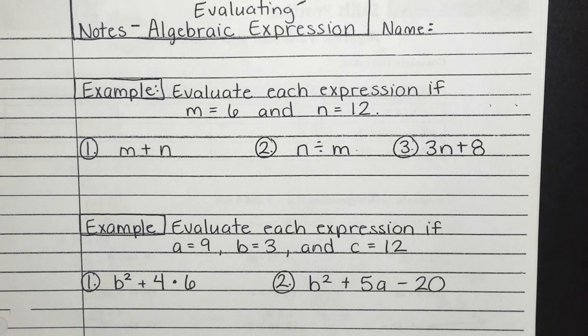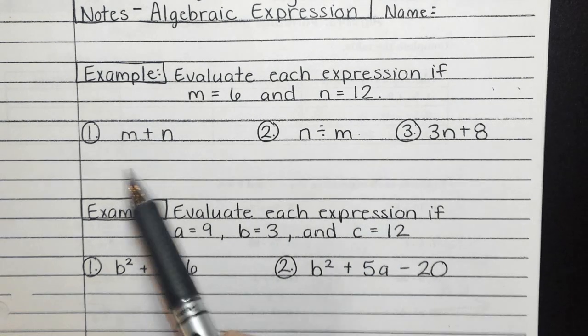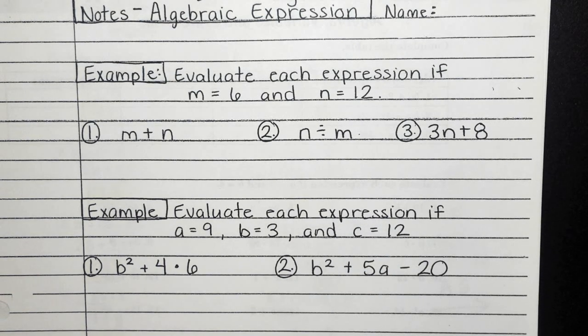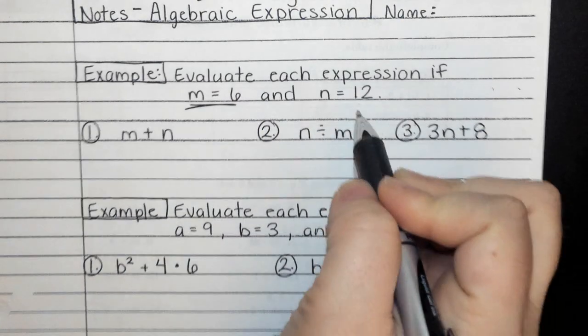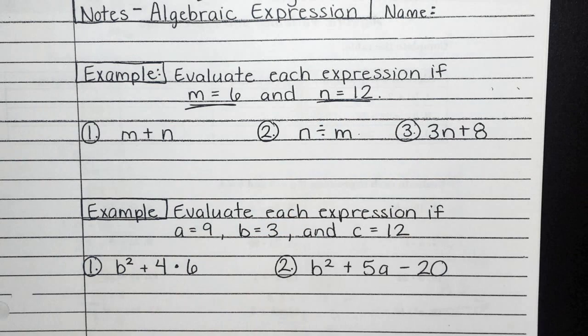All right, so for this first example, 1, 2, and 3, it says m plus n. Can I add 2 letters? No, that doesn't mean anything. Does anyone see what I could do to work this out, though, Brianna? At the very top, it says m equals 6 and n equals 12. Yeah, so this right here tells me m is actually 6 and n is actually 12.